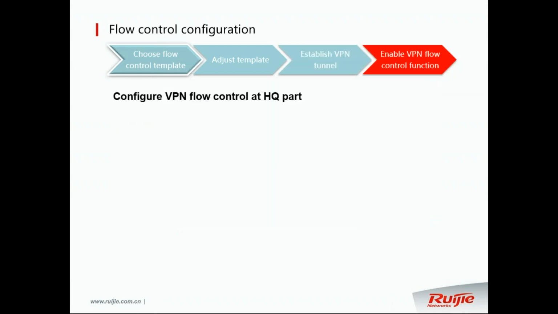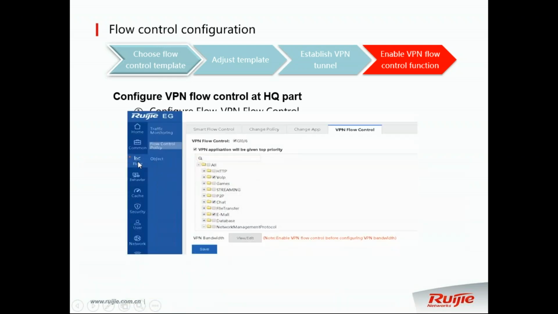It's up. So you finish the flow control template, then you finish the VPN tunnels, and now is the last part, the VPN flow control. This flow control is for the VPN. So first configure the VPN flow control. It's in the flow, then flow control policy, then choose the VPN flow control.